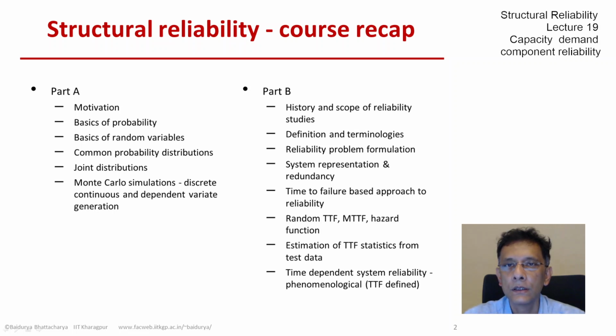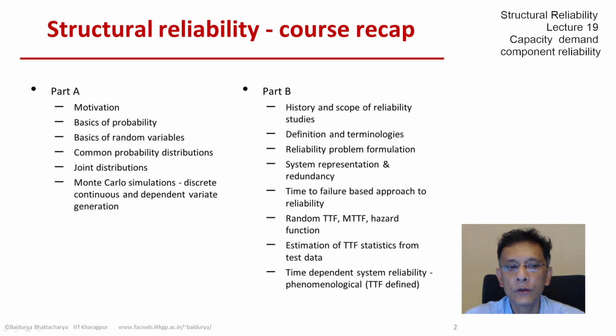In part B, we discussed how the subject came to be, the subject reliability, the early developments, defined the relevant terms, and then spent a good amount of time formulating the problems, especially in the context of structures, and then went on to define a system in terms of its constituent elements, and discussed the types of redundancy that occur in practice and how it can be compromised because of certain issues like common cause failure or dependence.